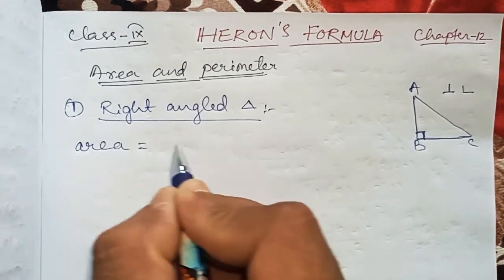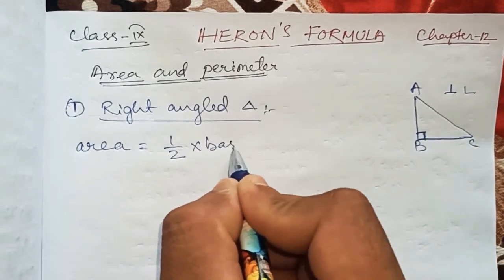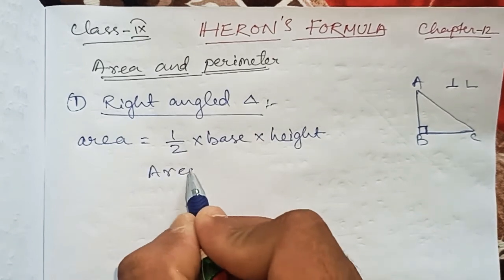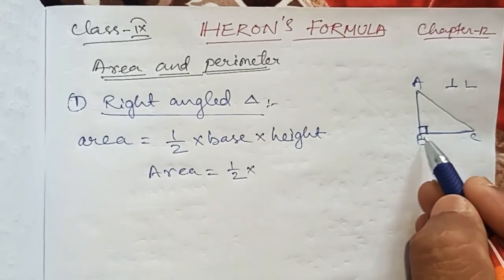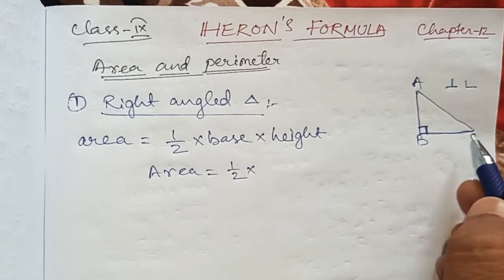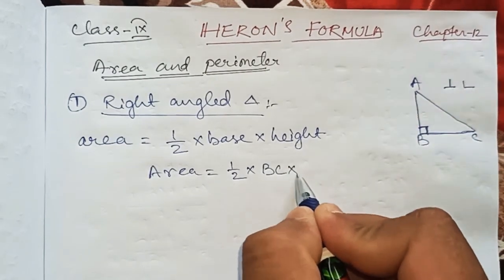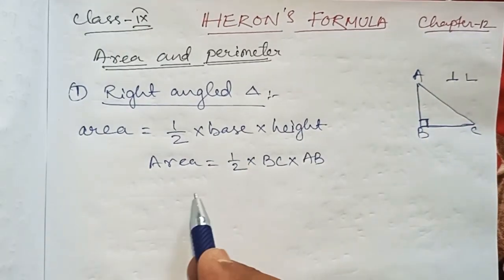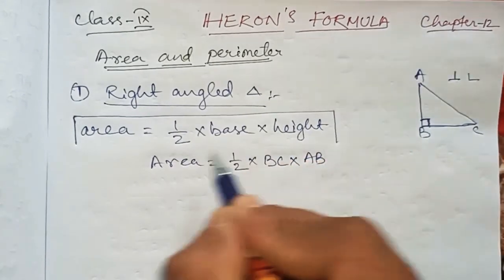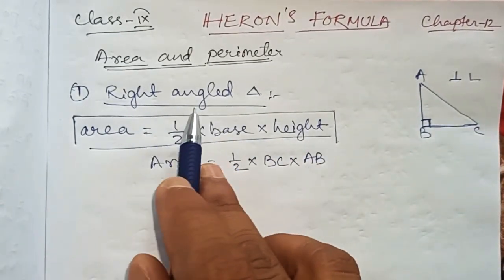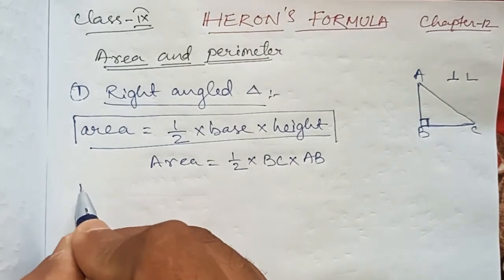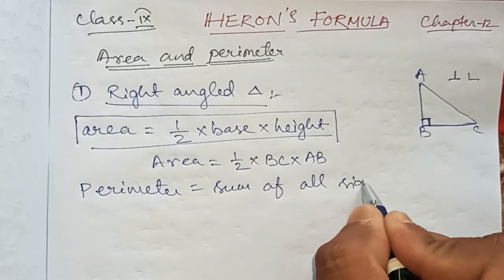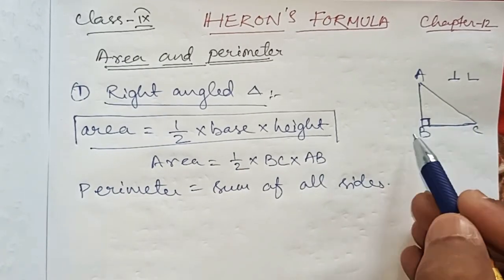Area is half into base into height. That is, we can say area equals half into base, where the base is the bottom line. Remember, always the base is the bottom line, that is BC, into height, the standing line, that is AB. So area is half into base into height. This is the formula for a right angle triangle. And perimeter is the sum of all sides.